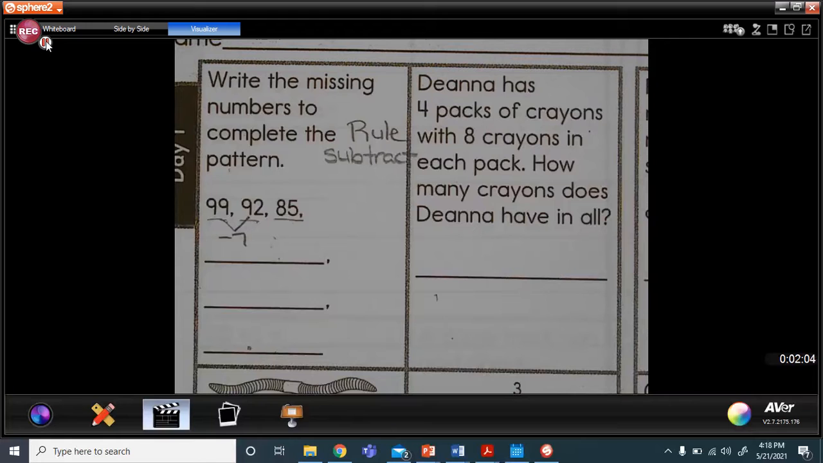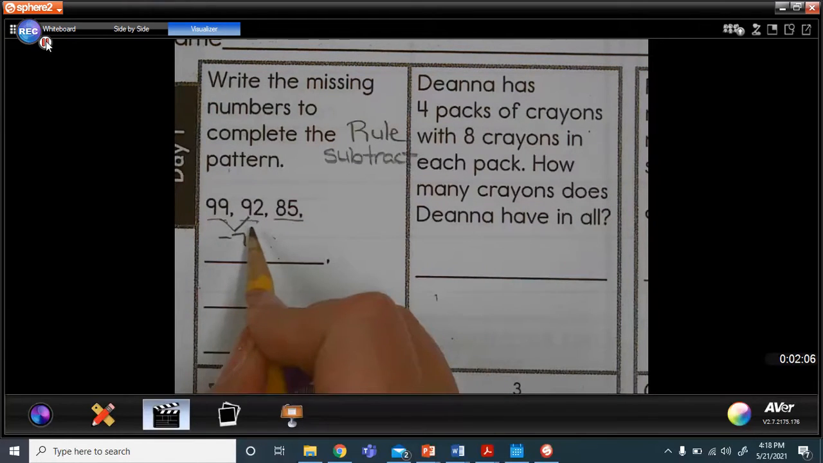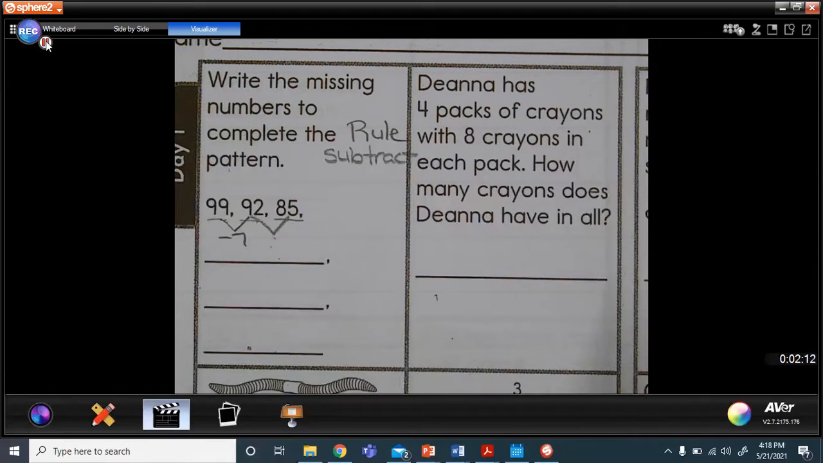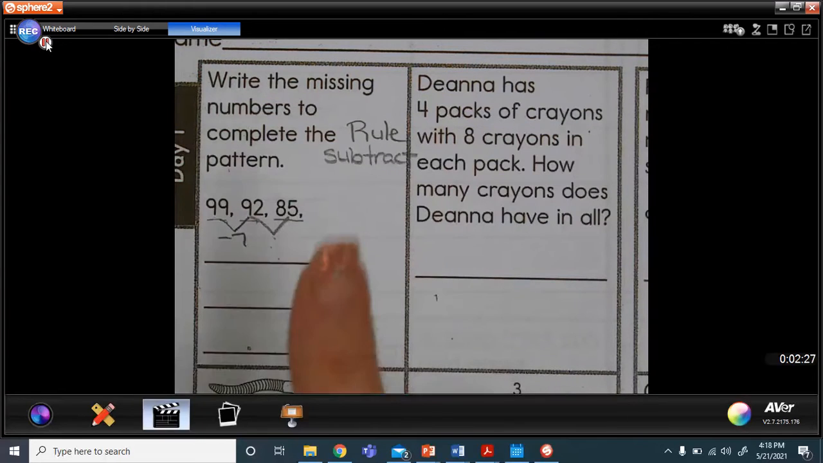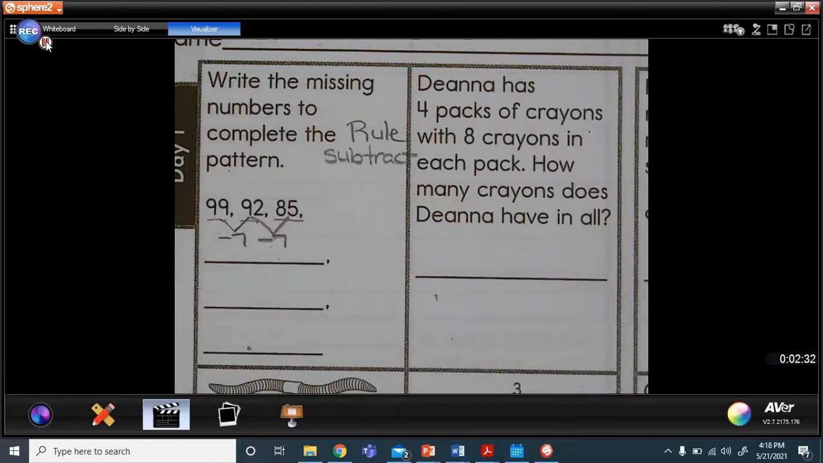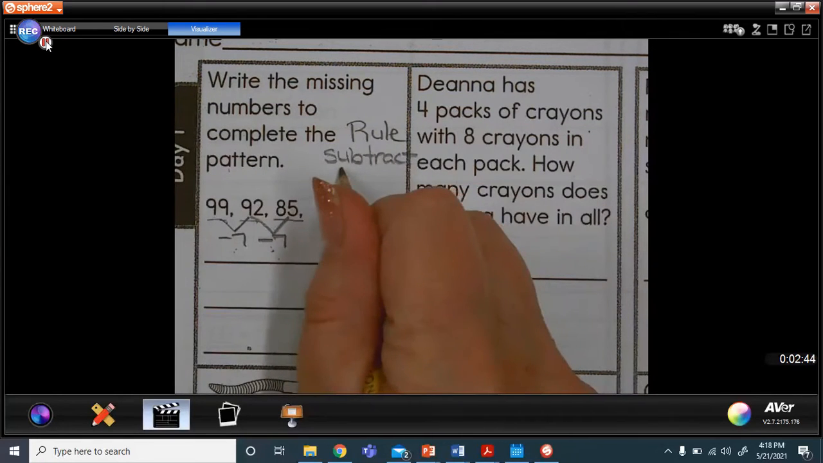All right, let's continue. We subtracted 7 here, so let's see if we can subtract 7 here also. Starting at 92, one less is 91, 90, 89, 88, 87, 86, and finally 85. So I've subtracted 7 here also. Now I see that this pattern is continuing at least twice, so we know the rule is subtract 7.